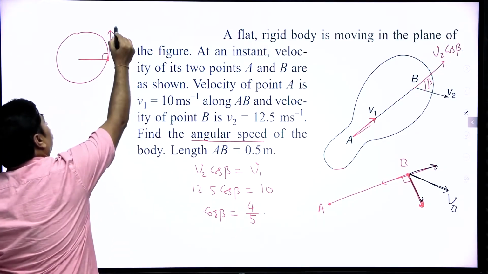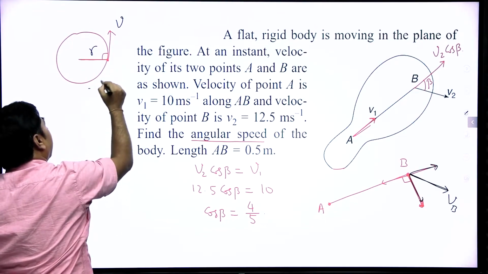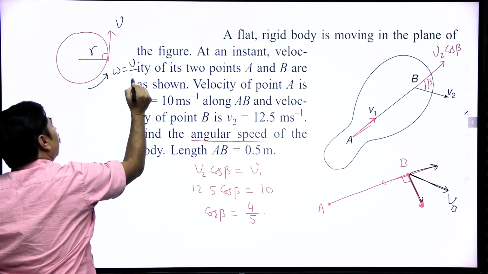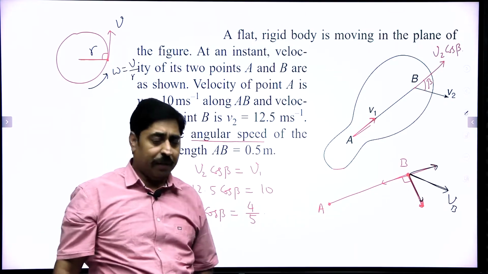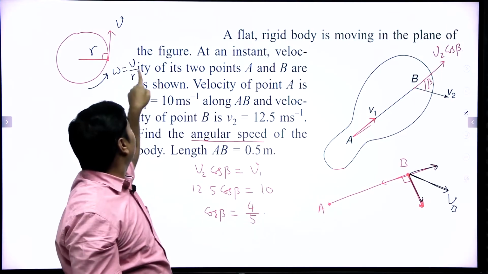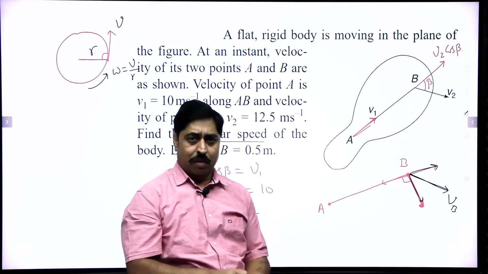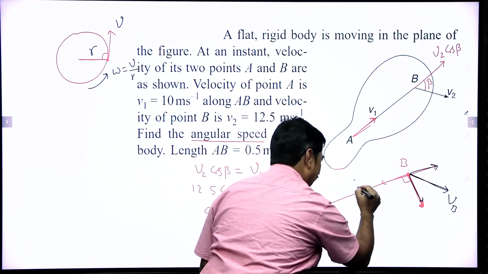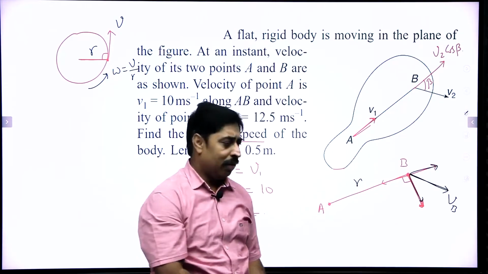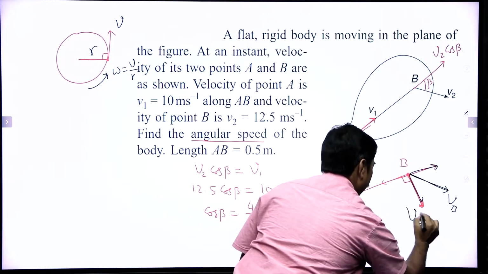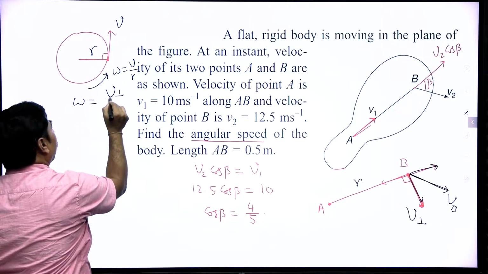All of you must be knowing that if a particle is rotating in a circle with speed v and radius r, then angular speed is v upon r. The same thing can be used here. You just need to be mindful of one thing, that the velocity that you are taking here should be the velocity component that is perpendicular to AB. Let me call this AB as r. So, what I need to find is, what is the velocity component of B perpendicular to r? Let me call it V perpendicular. So, omega is nothing but V perpendicular upon r.